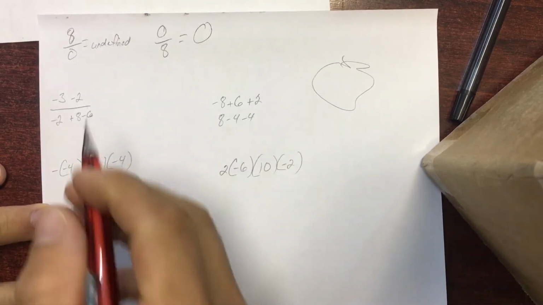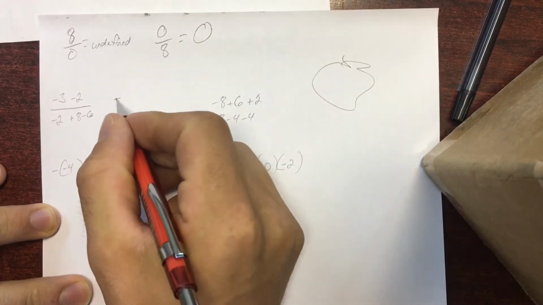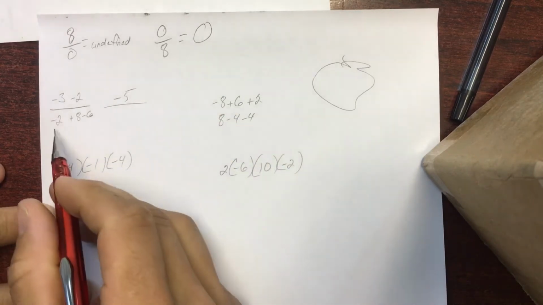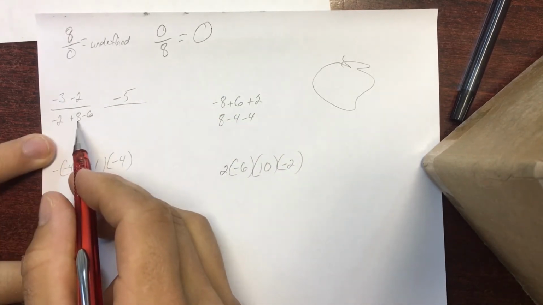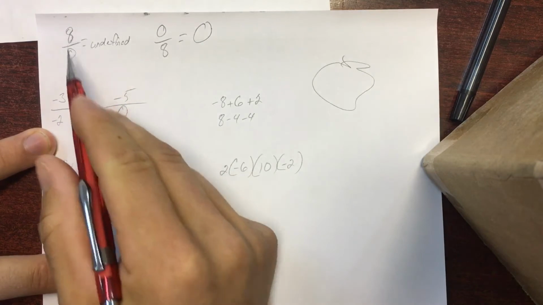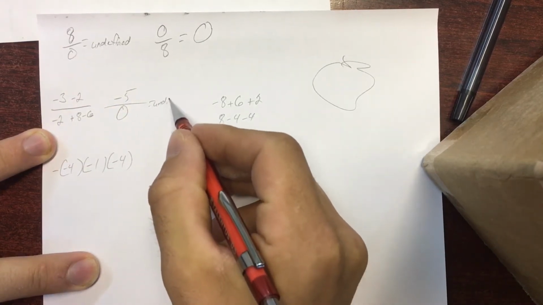The next thing in the lesson, we have some simple division problems where we need to first of all add or subtract. So let's solve the numerator. Negative 3 minus 2 is negative 5, over negative 2 plus 8, that gets us positive 6, minus 6 is 0. Negative 5 divided by 0, we can't divide something by nothing, so it is undefined.